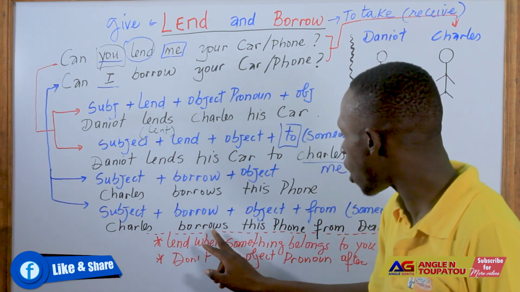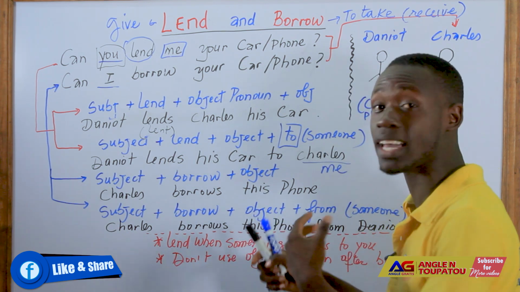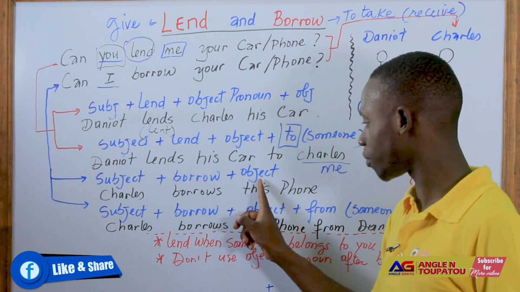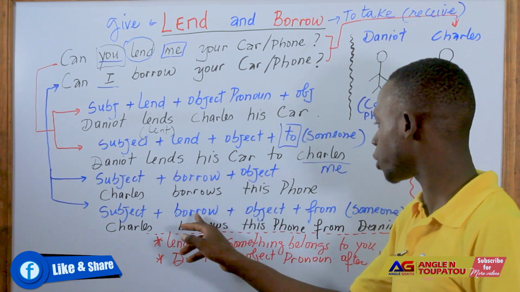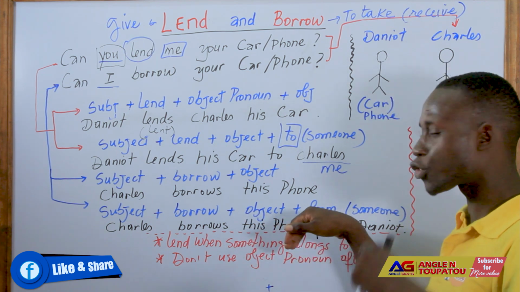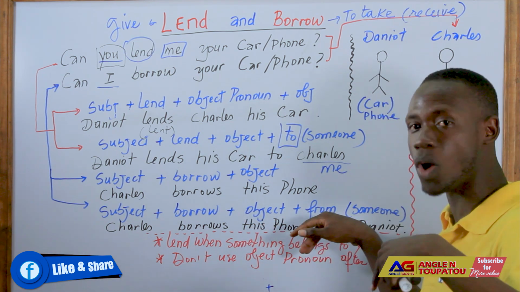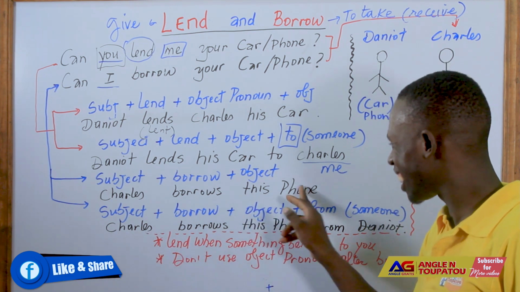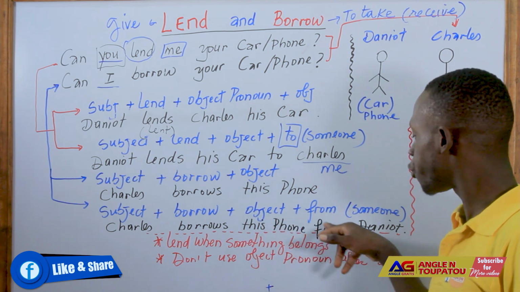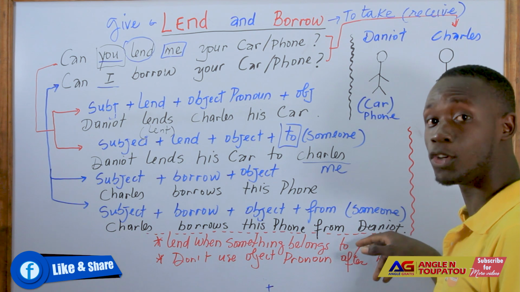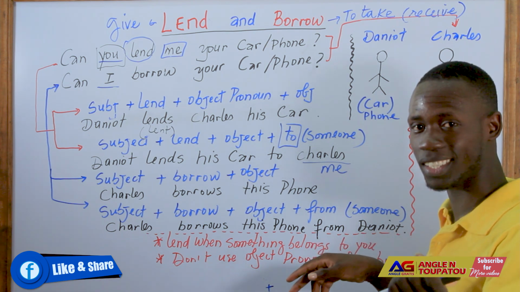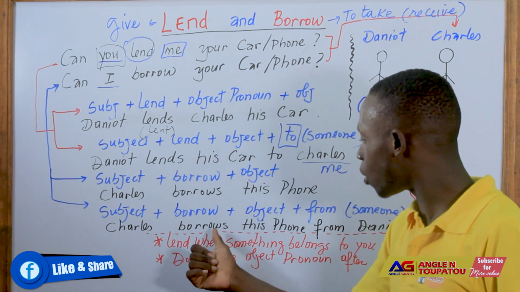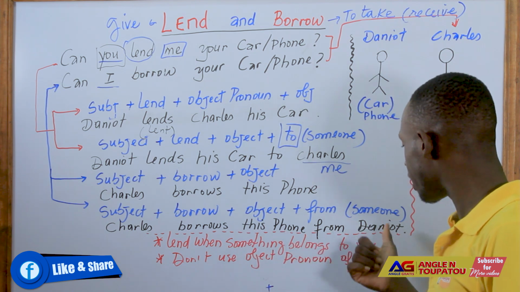Charles borrows this phone. Now, this is the formula. We don't only have subject plus borrow plus object, but we also have subject plus borrow plus object plus from, plus someone. And look carefully: Charles borrows this phone, the object, from Daniel, the person who owns the object. The person who has the object is Daniel. So I say, Charles borrows this phone from Daniel.